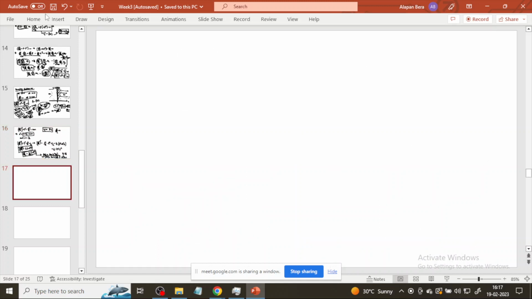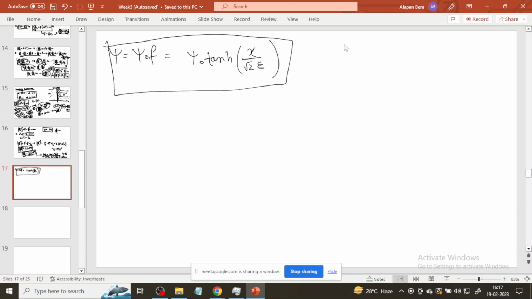Now we had initially psi equal to psi naught times f. Putting the value of f here, we get psi equal to psi naught tan hyperbolic of x by root 2 epsilon. This is the explicit behavior of psi as a function of x near the superconductor normal metal junction or interface.